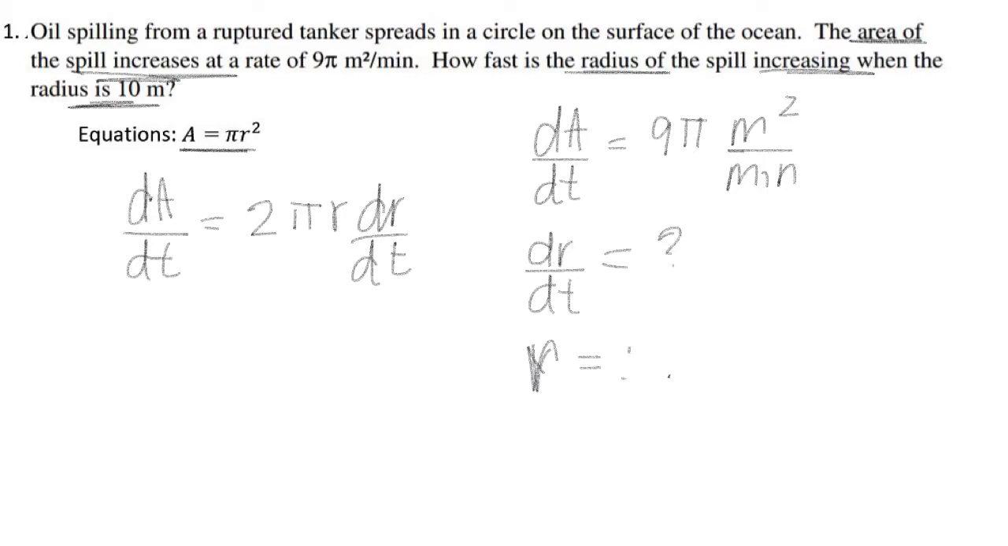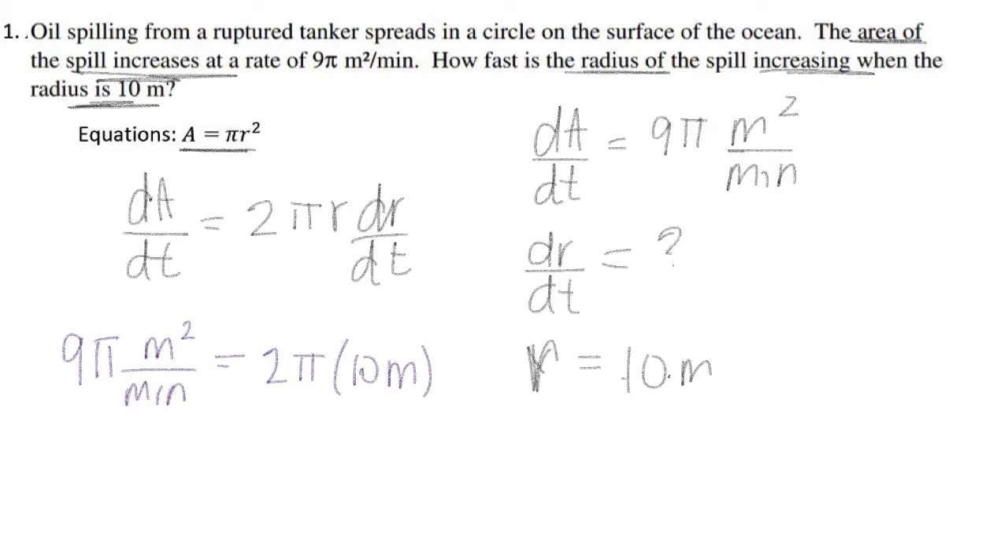So I'm going to rewrite that so it'll look a little bit better. There we go. So let's come over here and start plugging into our formula. And so let's see, we have dA dt is 9 pi. And we do have meters squared per minute. So you're welcome to put in those units. Squared per minute equals 2 pi times our radius, which is 10 meters. And rate of change of our radius is what we're looking for, dr dt.